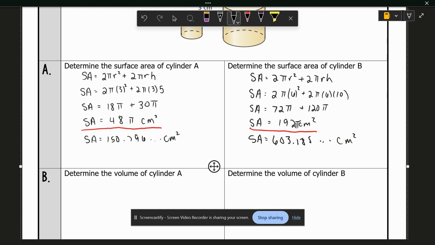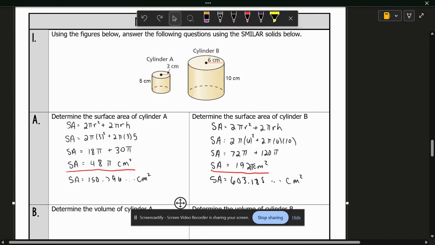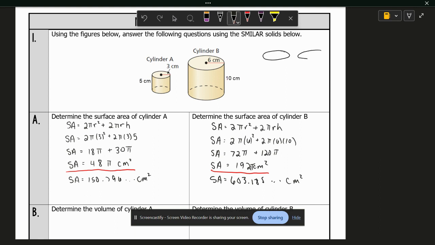2 pi r is the circumference. You want to find one of the circumferences since they're both the same and then multiply it by the height, because essentially if you can find the circumference, if you rolled that out, that would be your length and the height would be your width. So think of it as a figure like this is essentially just two circles, one circle and another circle, and then a big long rectangle.